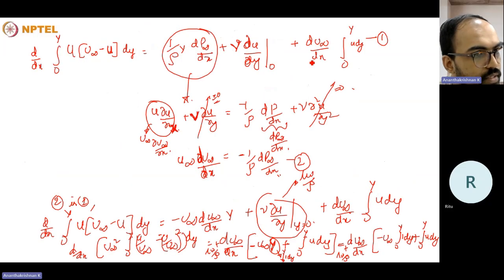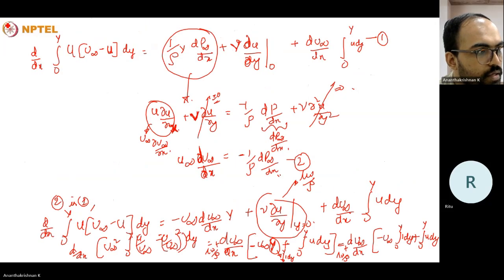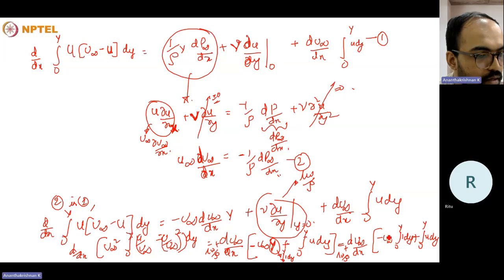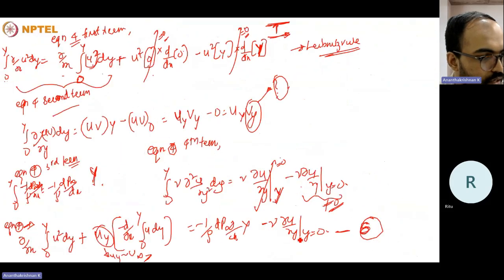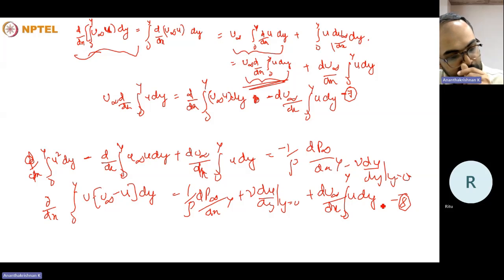Which is the same as this equation. This is the same equation from where we started today first. The only additional term that comes into picture is du infinity by dx into the integral of 0 to y u dy. So you could actually take it inside, because du infinity by dx is independent of the y direction. It's actually a constant.